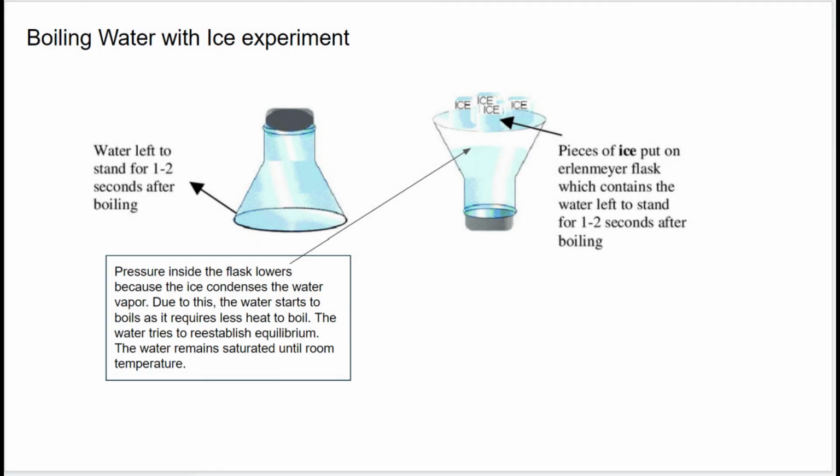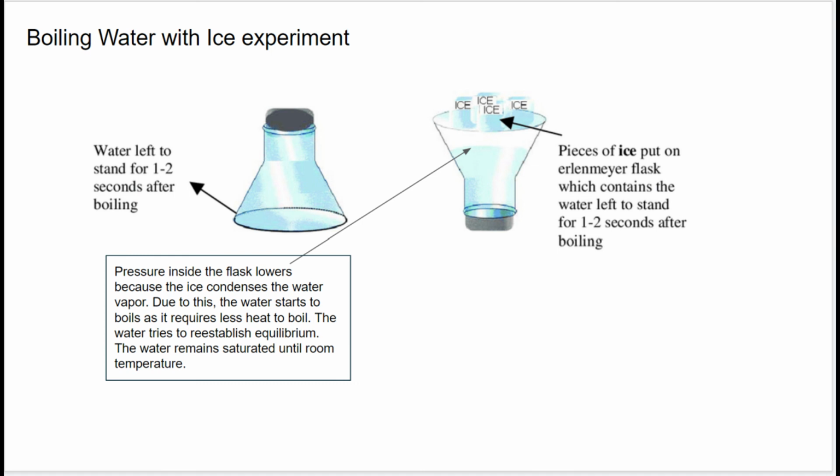And the final experiment was the boiling water with ice experiment. So this is a pretty simple experiment. We can use a flask and we can boil water. And once the water is boiled, we can close the container and we can invert it, and we can add some ice on top of it. And if we check after a couple of seconds, we can see that the water inside starts to boil.